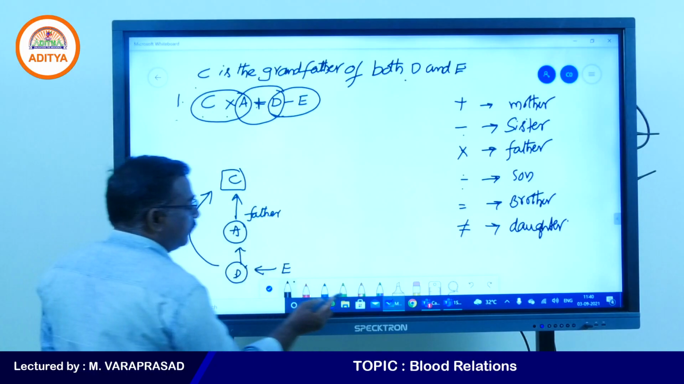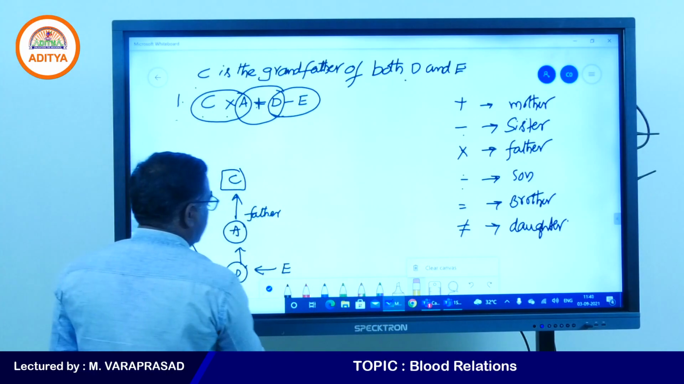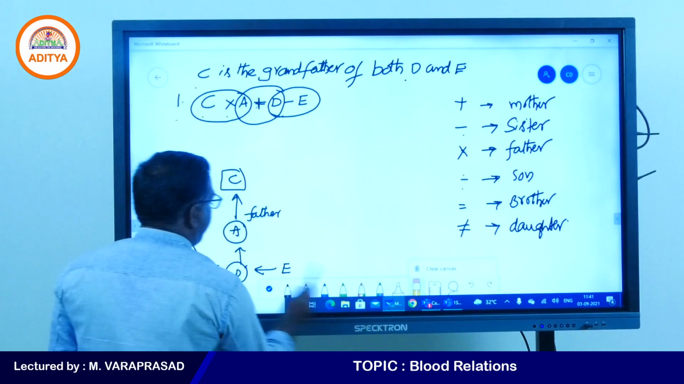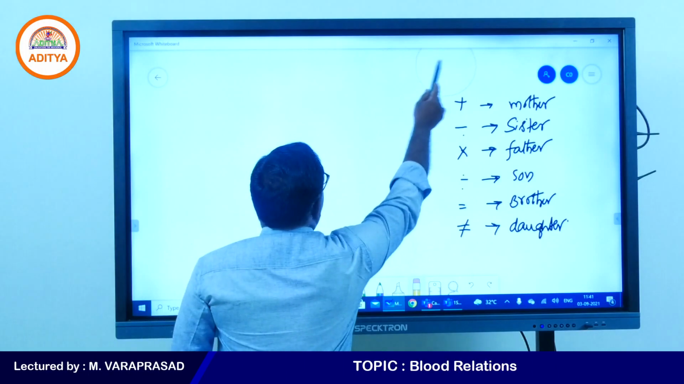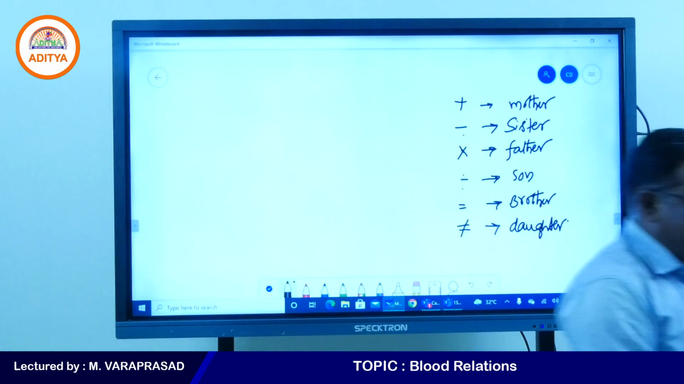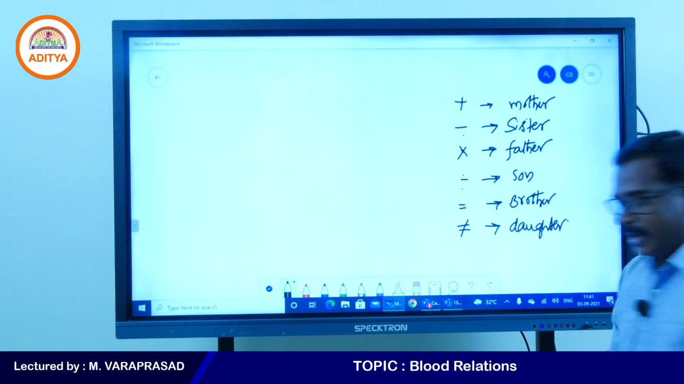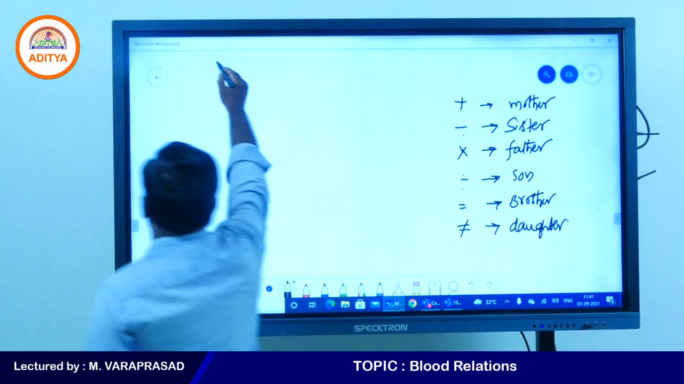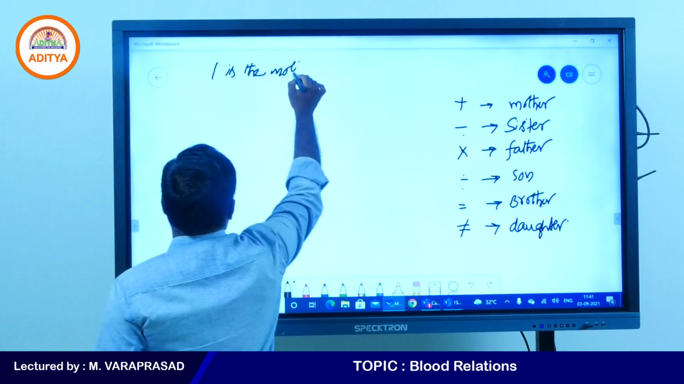Write one more example for the same question. So one more example is: which of the following means I is the mother of L? I is the mother of L.